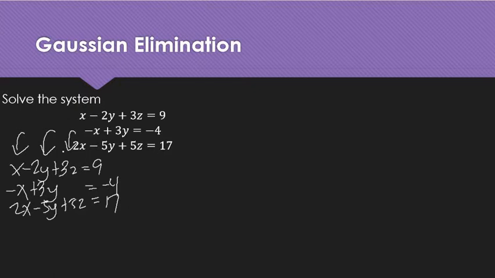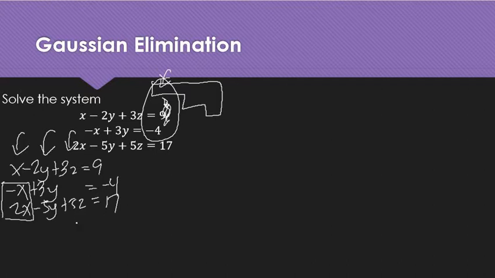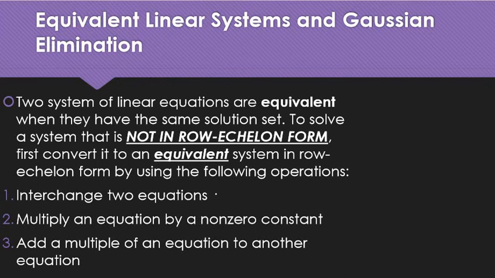Now, where do we start? Remember that our row echelon form is in this kind of shape. So the first thing that we should do is eliminate those terms underneath this step. In other words, we need to remove these two terms from the two equations below. And we do that by following the three operations: we either interchange two equations, multiply an equation by a non-zero constant, or add a multiple of an equation to another equation.